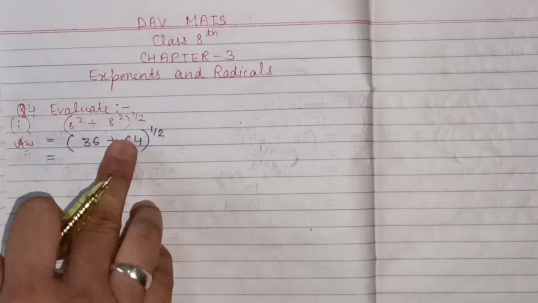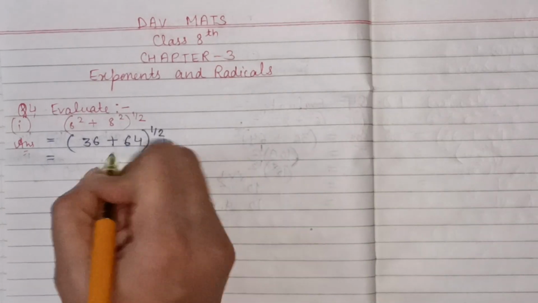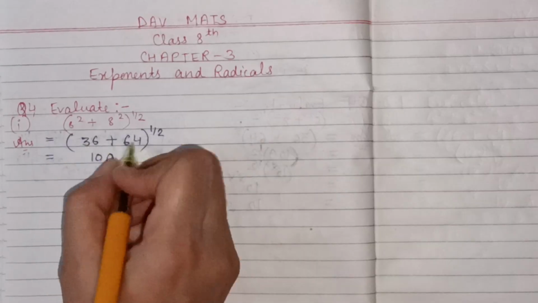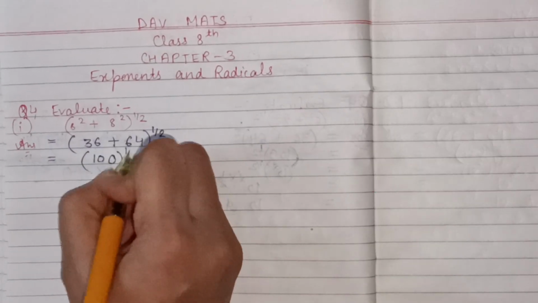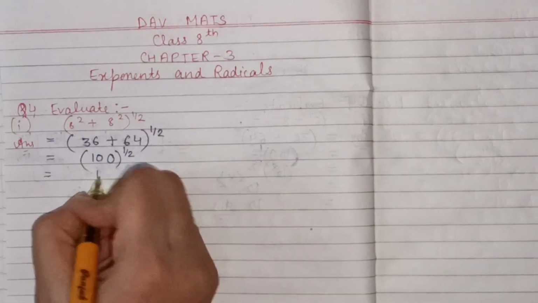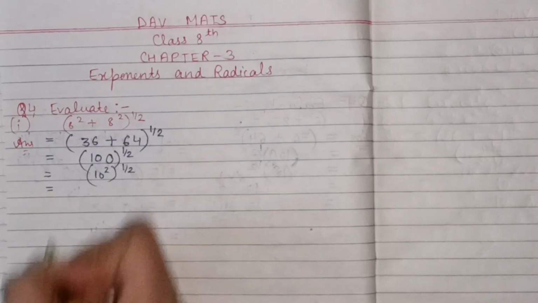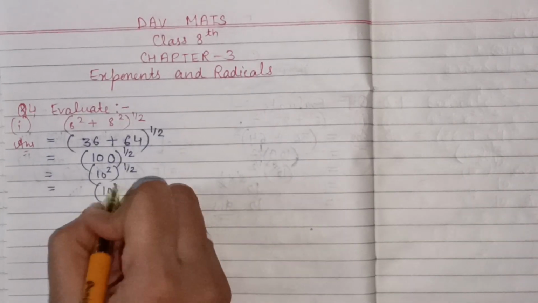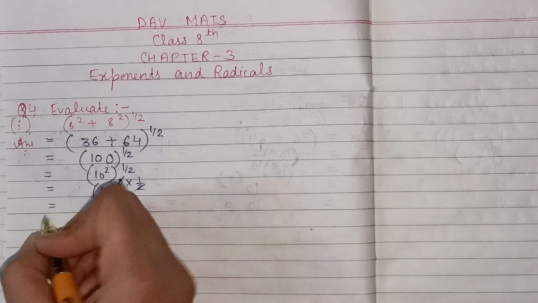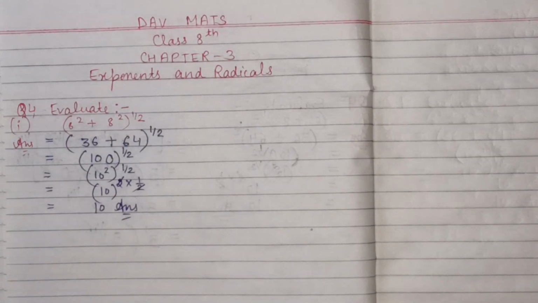Now we can add both numbers that are in the bracket. 6 plus 4 is equal to 10, 1 is the carry. 6 plus 1, 7, plus 3 is equal to 10. Now it becomes 100, and the exponent of this is 1 upon 2. And 100 we can write as 10 raised to power 2, and its exponent is 1 upon 2, so we can write it as 10 raised to power 2 multiplied by 1 upon 2. This 2 cuts this 2, and 10 raised to power 1 is equal to 10. So here 10 is our answer of this question.